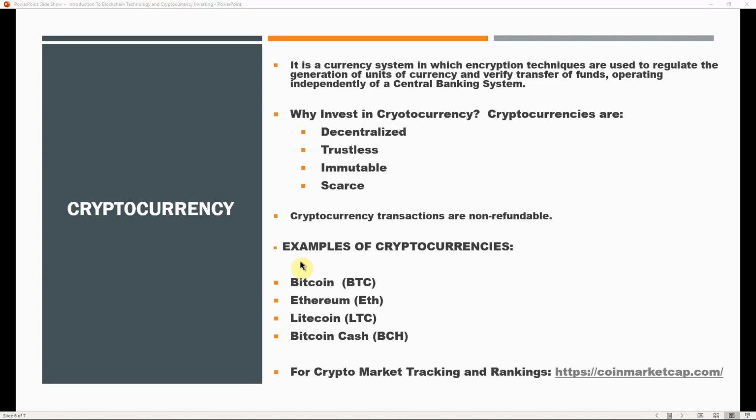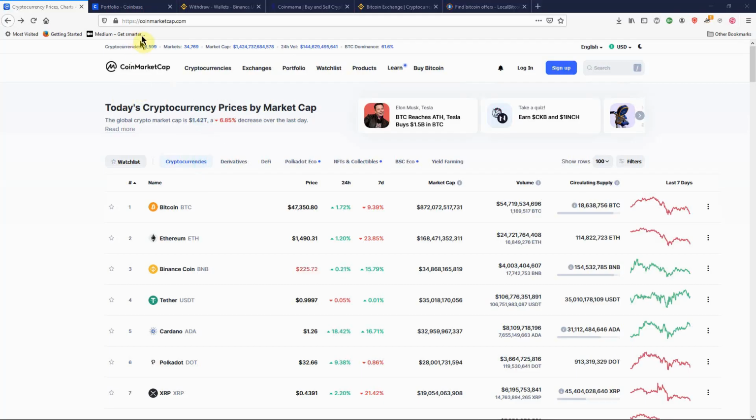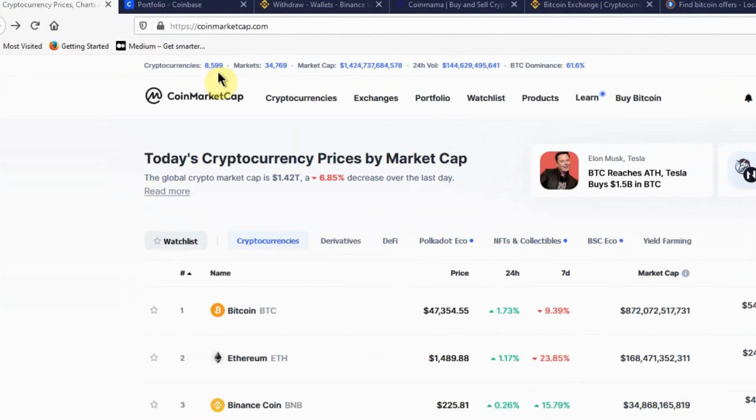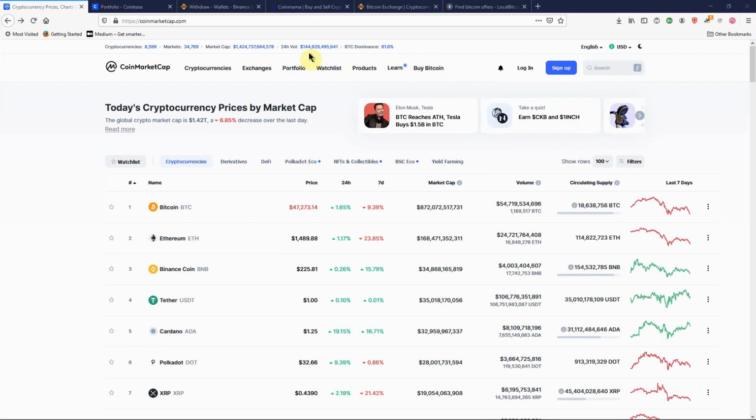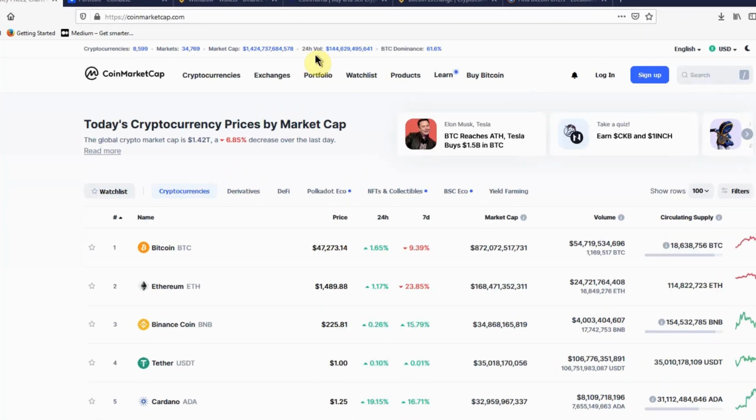Examples of cryptocurrencies: we have Bitcoin, we have Ethereum, we have Litecoin, and then Bitcoin Cash. A go-to website for crypto investors is CoinMarketCap, which ranks the relative size of all cryptocurrencies. When we navigate to coinmarketcap.com, we realize that the total number of cryptocurrencies in circulation right now is 8,599, and the total market capitalization is upward of what, $1 trillion, and then the 24-hour volume of trading is what, 144 billion within the past 24 hours.